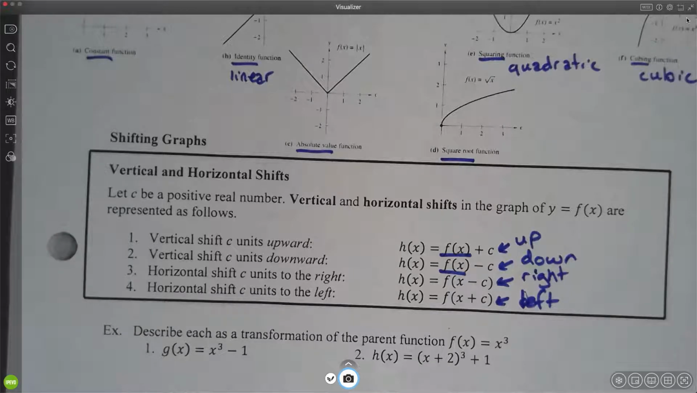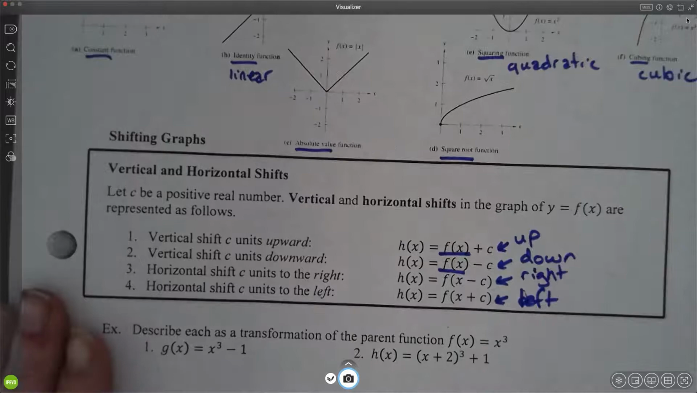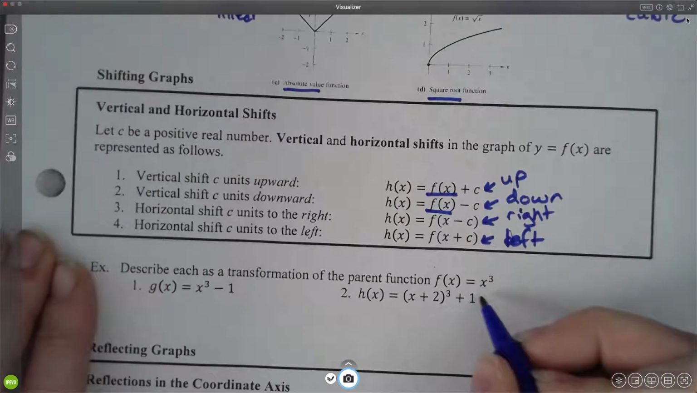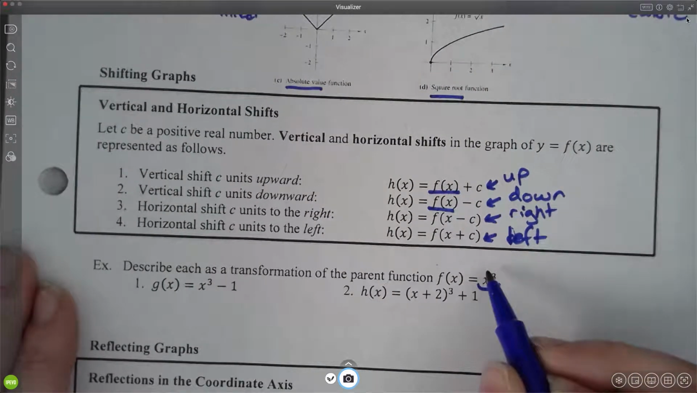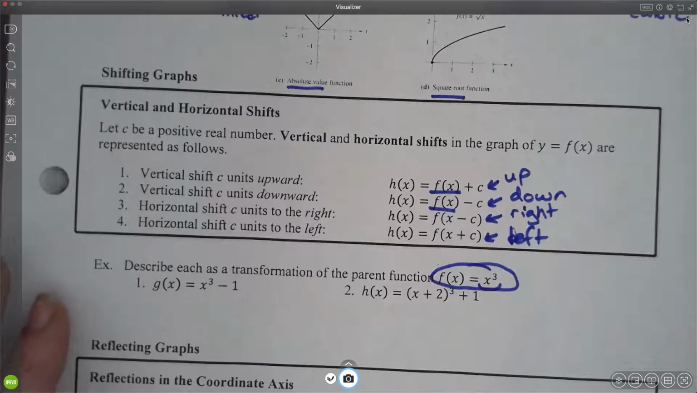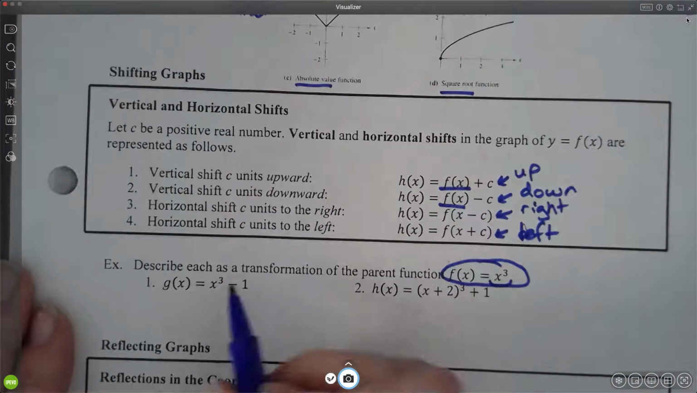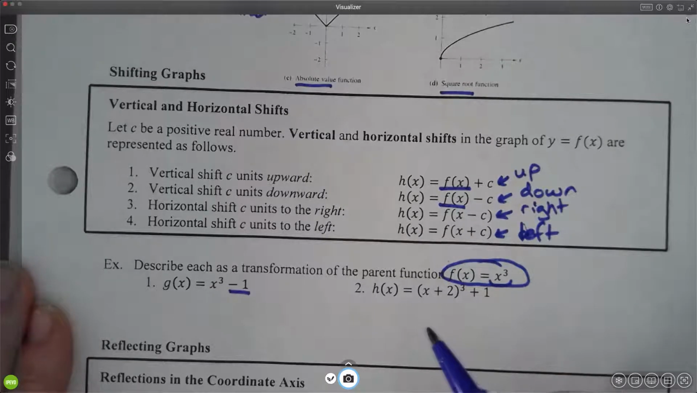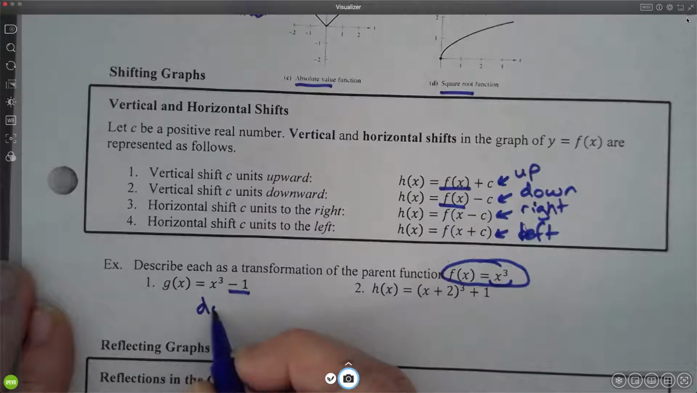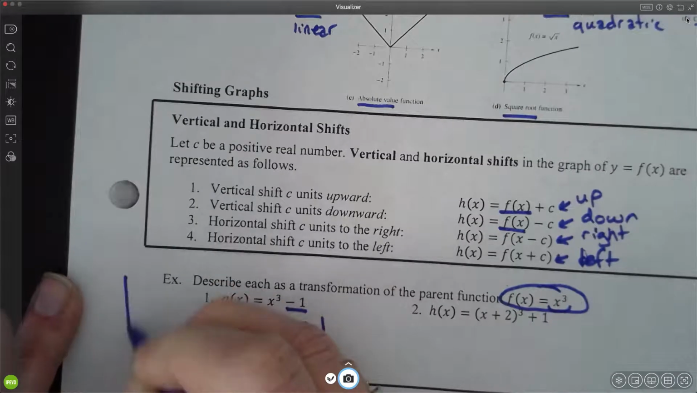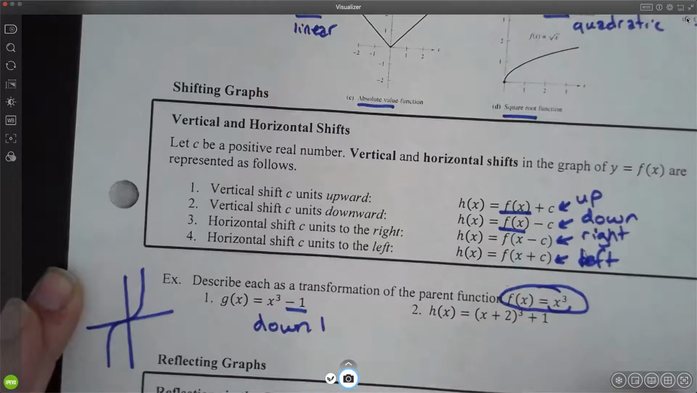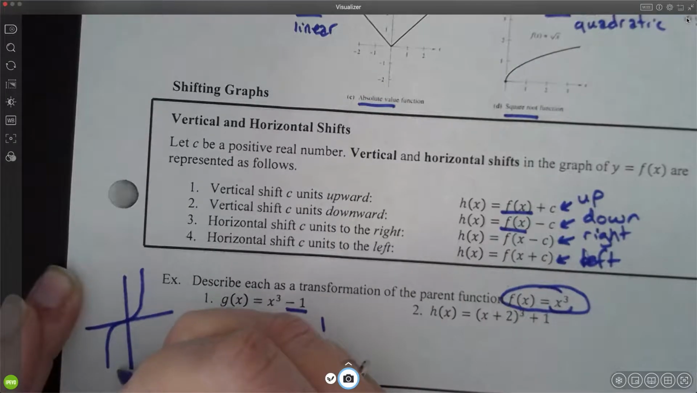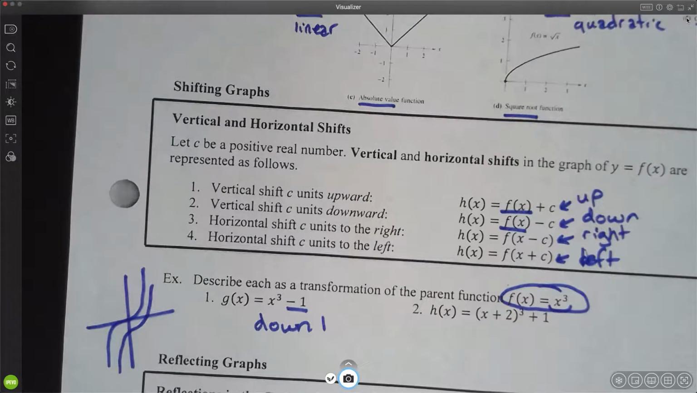So let's do this. Example 1, they say, what is happening to this thing? Describe each transformation. If we start with x to the third power, you always want to pay attention to what they give you to start with. We're starting with just x to the third power, so I need to figure out what this minus 1 is doing. What does that minus 1 do to my function? Down 1. So if I know that x to the third power is this guy, all I have to do is shift him down 1 and I have my new function. He looks like that.